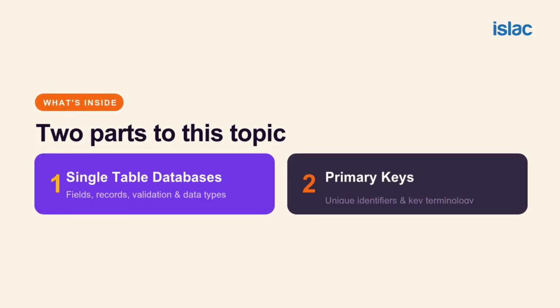This topic has two parts. Part 1 covers single table databases, fields, records, validation and data types. Part 2 covers primary keys and key terminology.